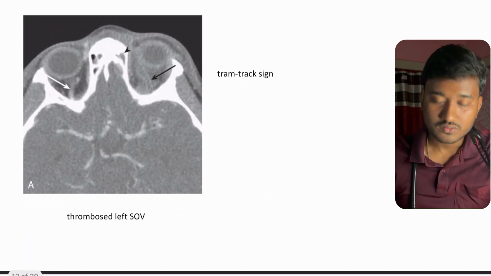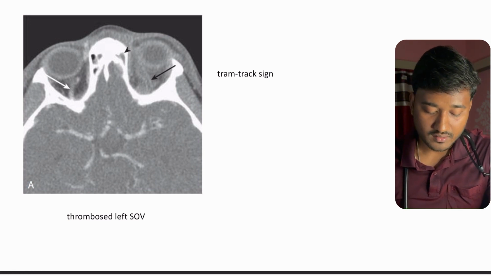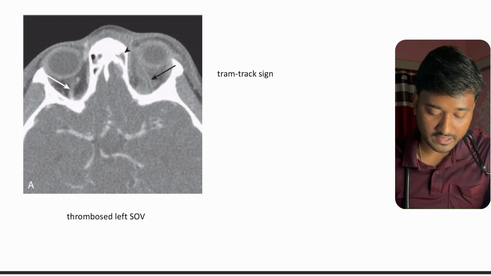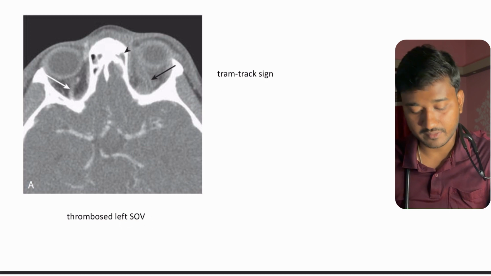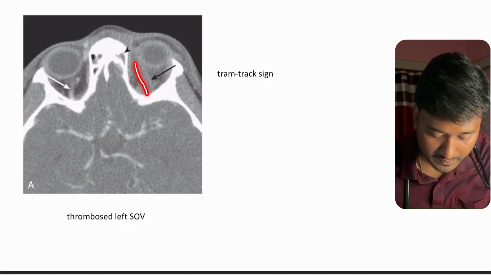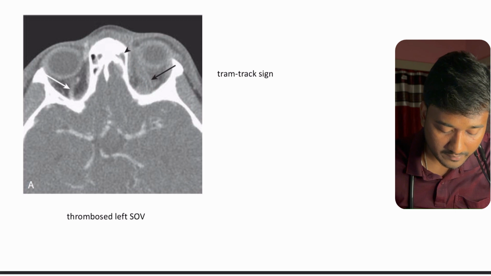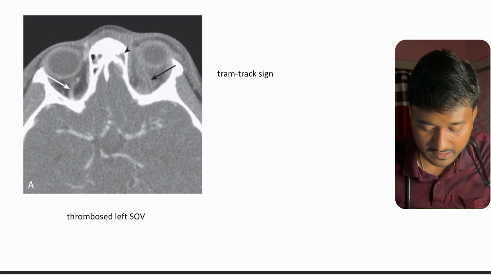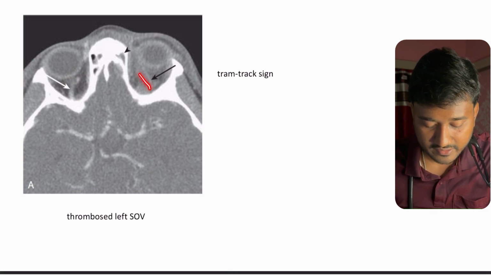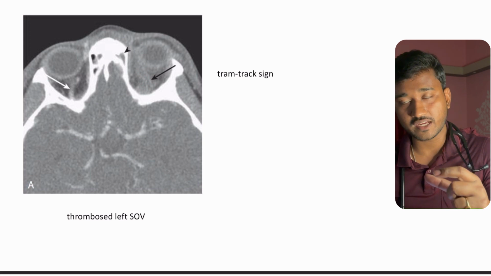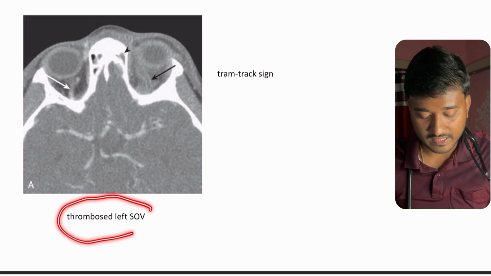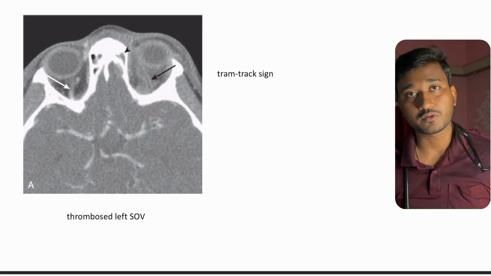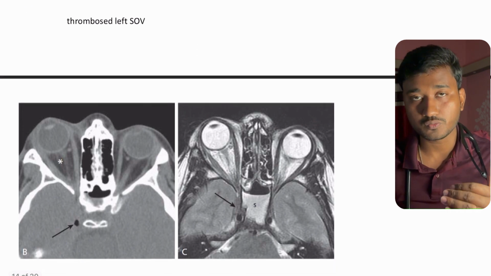So in cavernous sinus thrombosis, before cavernous sinus thrombosis we have another entity. If the thrombosis goes via the superior ophthalmic vein, look here, this is your superior ophthalmic vein, this is the normal side where we have given the contrast, and it appears white. But this is typically a tram track sign. Why tram track sign? Because the thrombus is present inside, therefore it appears as a tram track. So this is your thrombosed left sided superior ophthalmic vein.